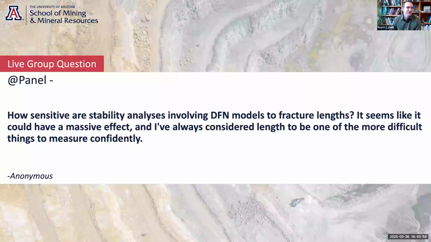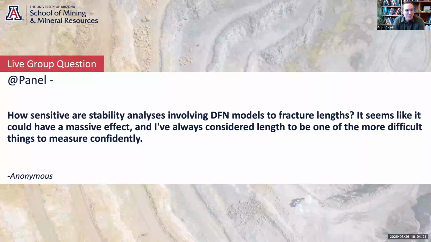Just to try to address the very end of the question. Agree with everything everyone's said so far, and also that it is one of the more difficult things to measure confidently. One big way that things have improved in the last 10 years as far as measuring lengths go is drone surveys and remote surveys using point cloud data. We're able to cover a lot more ground with a lot better lighting conditions to get those measurements.